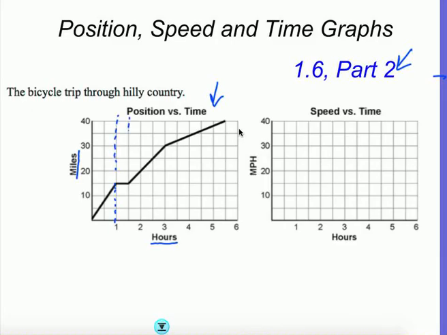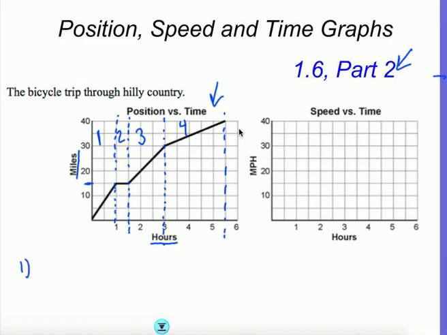You'll notice a chunk right here where he is stopped. We know that because his position isn't changing. So obviously he is stopped, he is not moving. Then there's another chunk right here and another chunk right here, both representing different movements. I'm going to label these chunks 1, 2, 3, 4. So let's start with chunk 1.